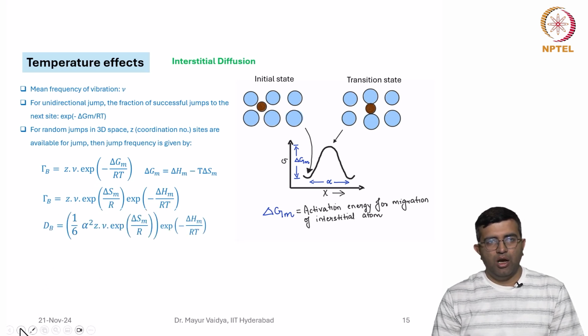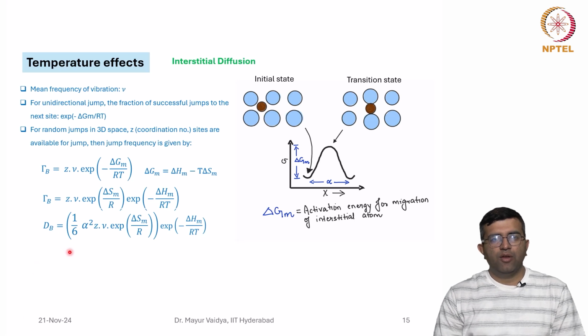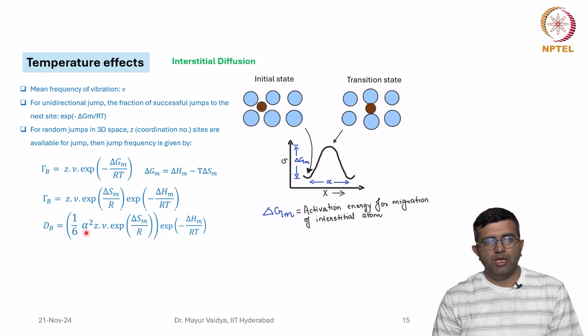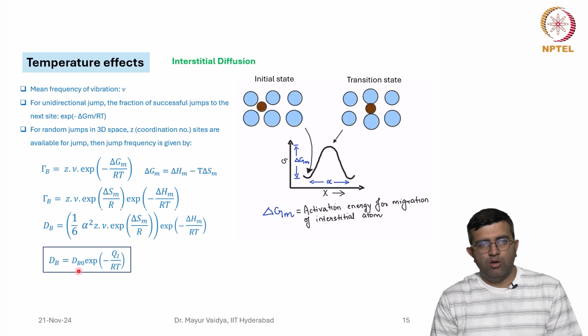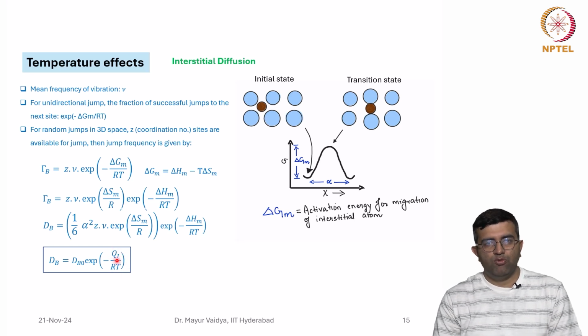delta Hm by RT. And therefore the D, which is 1 by 6 gamma into alpha square, we can write it as 1 by 6 Z alpha square. Put this expression. So this particular bracket includes all the terms which are independent of temperature, multiplied by exponential minus delta Hm by RT. And now if you compare this with the Arrhenius type of relation, which is D equal to D naught exponential minus Qi by RT, here the i refers to the fact that it is interstitial diffusion we are talking about.